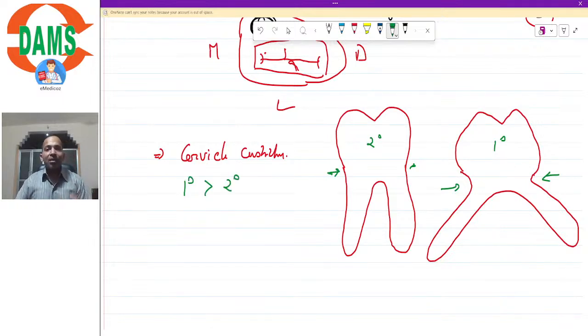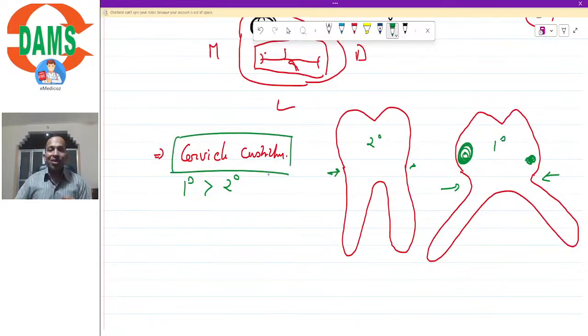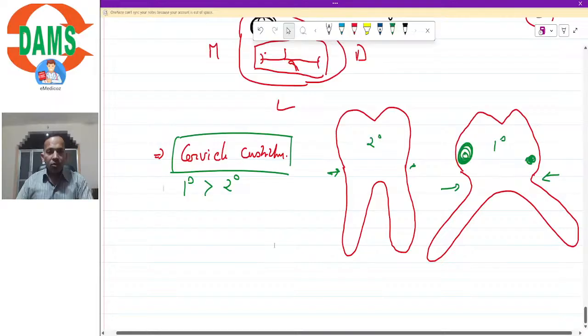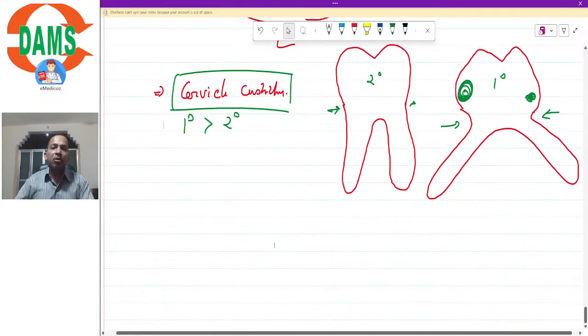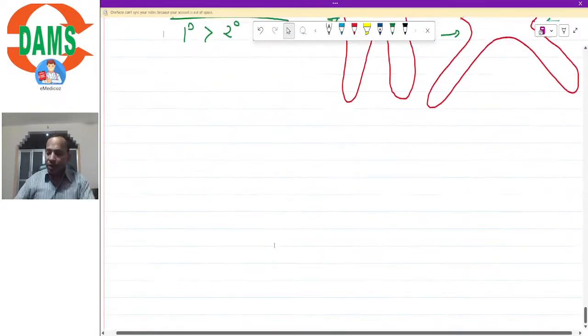And why is the cervical constriction present? The main reason for the presence of the cervical constriction in primaries is the buccal or palatal or lingual cervical ridge. So the main reason for this prominent cervical constriction in primaries is the cervical ridge. Clear? So it is more prominent in the primaries as compared to the permanent. So this was about the crowns. Let's now go to the roots.